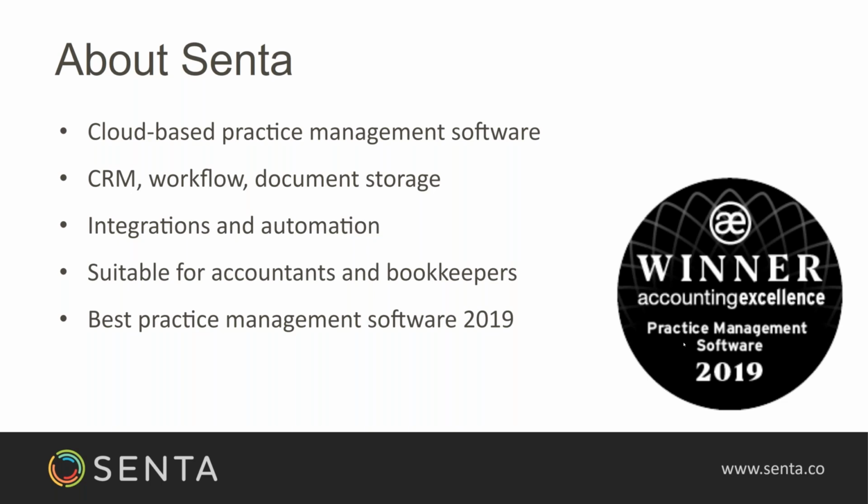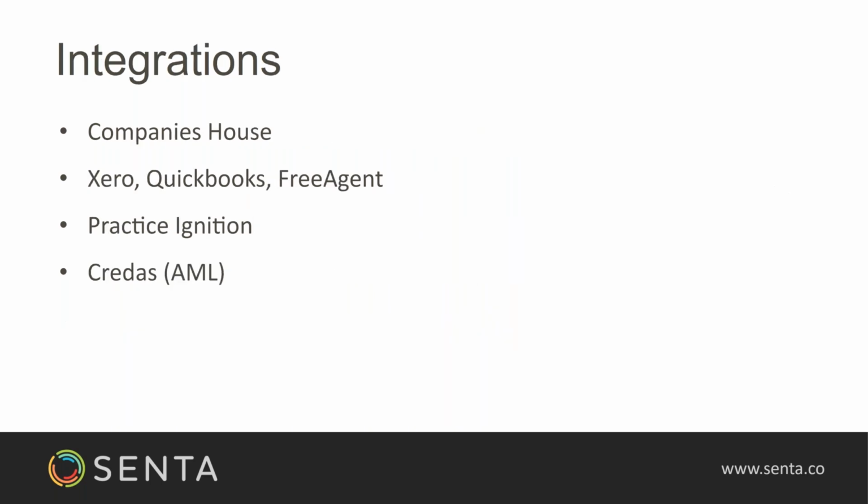We also won Best Practice Management Software of the Year 2019 at the Accounting Excellence Awards, which we are really happy about. The key thing about Senta is the ability to automate and to make changes to any of the jobs, services, forms, anything else within the site, which I'll show you shortly. In terms of integrations, some of the key ones are Companies House, so you can import your companies directly from there. We have integrations with Xero, QuickBooks, and FreeAgent. We've also got one with Practice Ignition, which Trent mentioned earlier. And we recently introduced an AML integration with Credas, so you can do a basic AML check via Senta too.